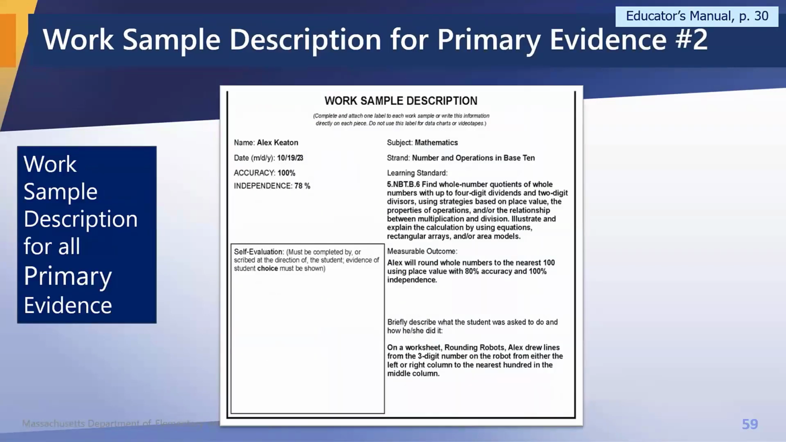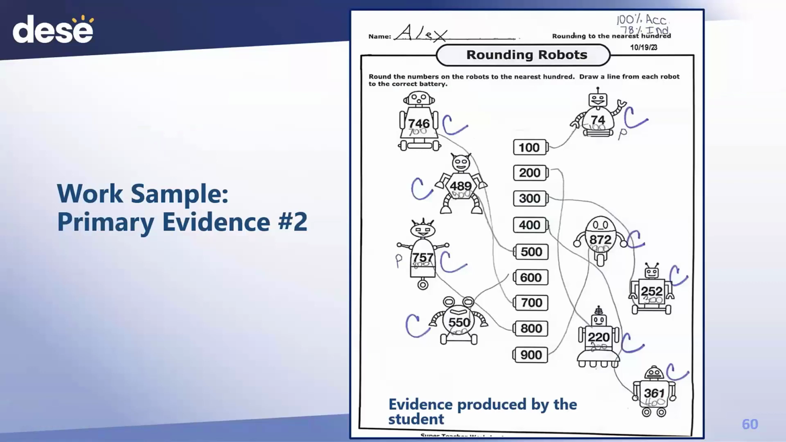So here's the second piece of primary evidence. So this has everything we just talked about, only it describes another worksheet that was done. Sometimes in math, it's easier to do the worksheets and hand them in.